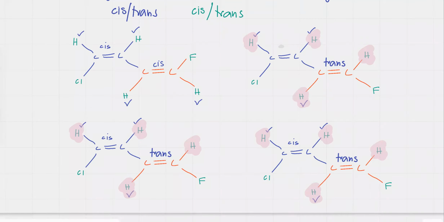So you've got a trans and cis, and the last one would be trans and trans. Both of them would be trans. So just change this side. I'm just going to change the position of these two. I'm going to make this trans. So the H must be pointing downwards and the Cl must be pointing upwards. I mean, the H atoms must be on opposite sides. So all four molecules kind of look the same, but they have very tiny differences.